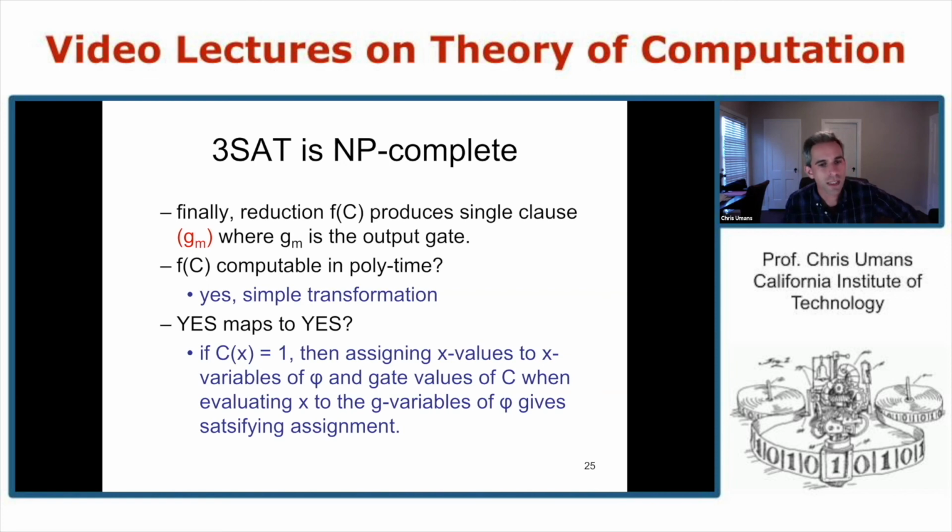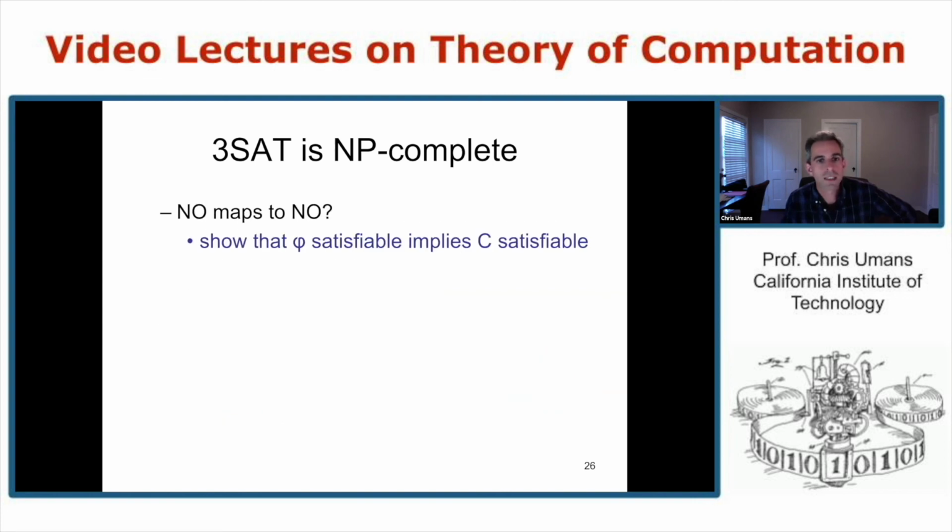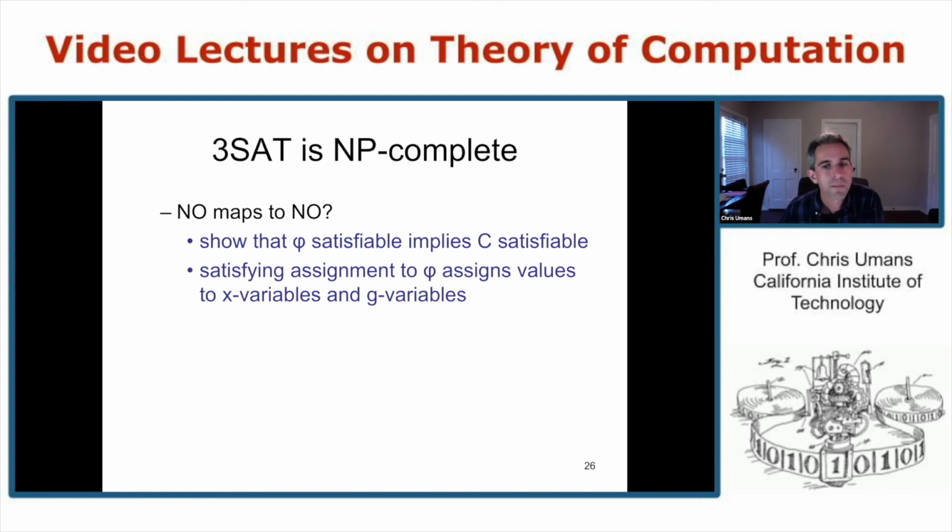We have to argue that if the circuit was not satisfiable, then the formula that we built up, the 3-set formula, is not satisfiable. And we'll do that by proving the contrapositive, as we often do in NP completeness reductions. We'll show that if the formula that we built up is satisfiable, then that had to imply that the circuit we started with was satisfiable. So let's do it step by step. So if we have a satisfying assignment to our formula phi, it assigns values to the x variables, to the g variables. And what do we know about that?